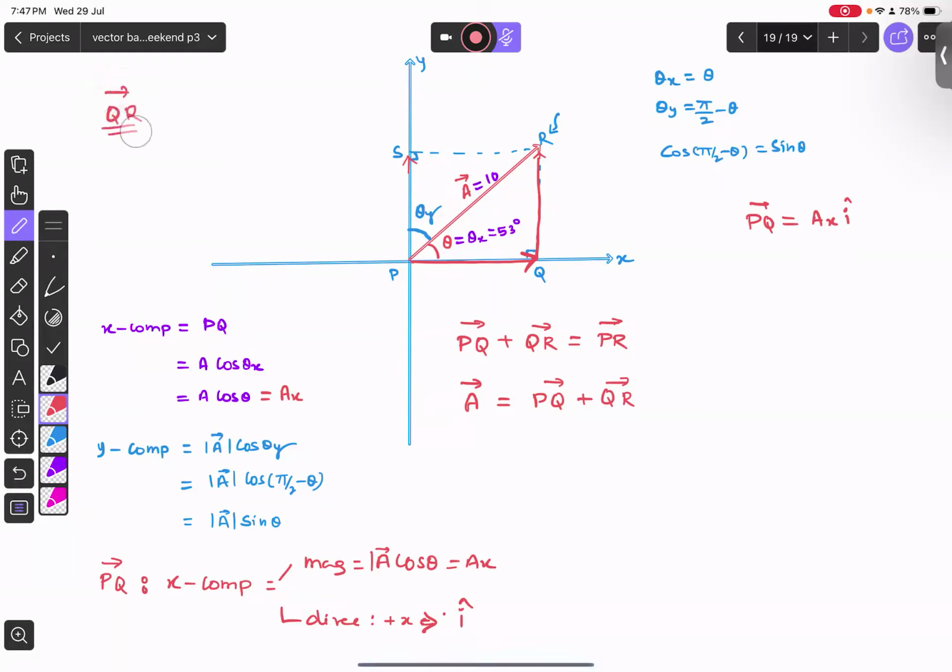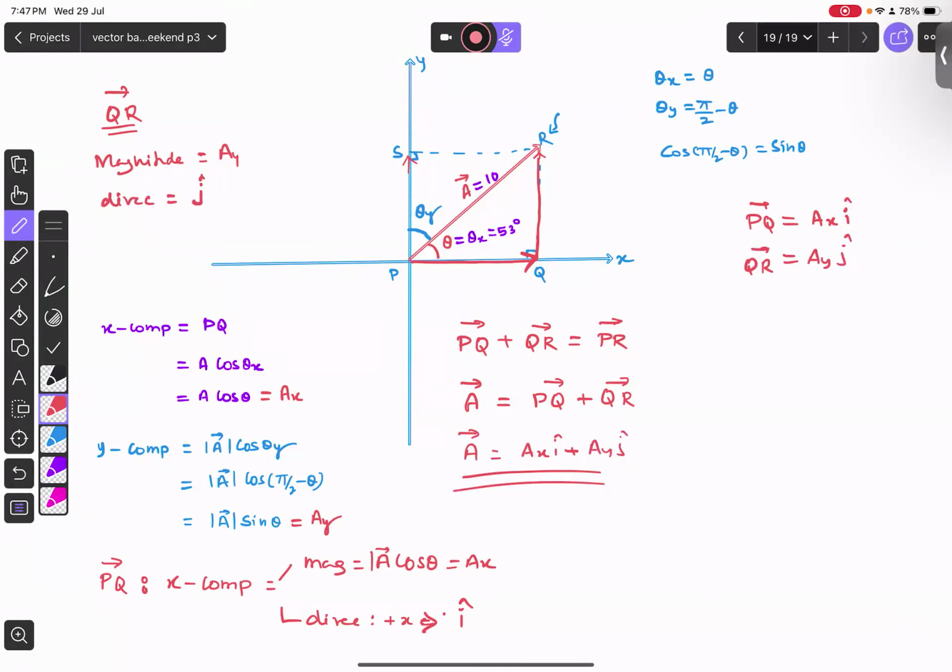QR is of magnitude how much? Whatever is the Y component, which I will write as AY. Its magnitude is AY, and its direction is along the y direction. So the unit vector along it is j cap. So QR I can write as AY into j cap. So our vector A, I can write like that: AX i cap plus AY j cap. Correct or not?